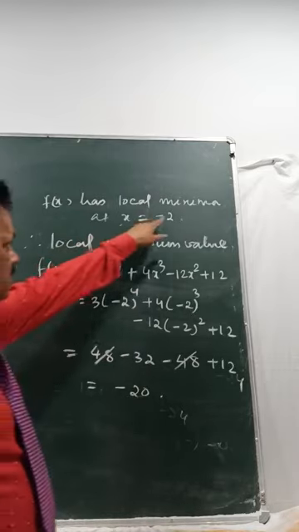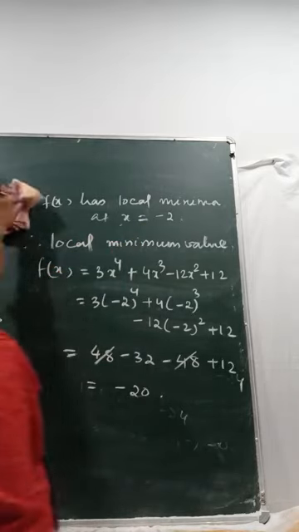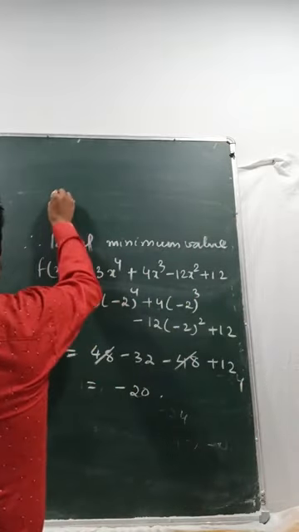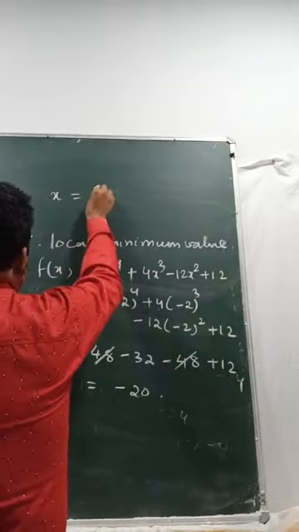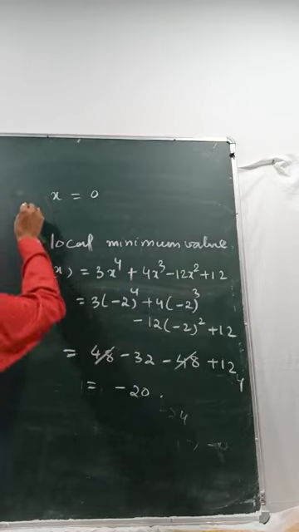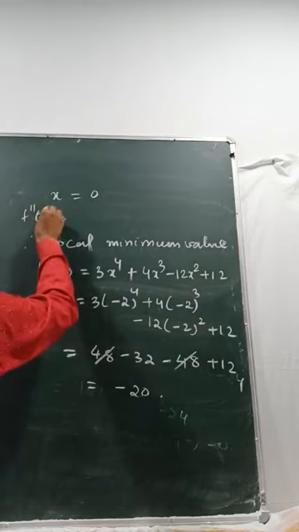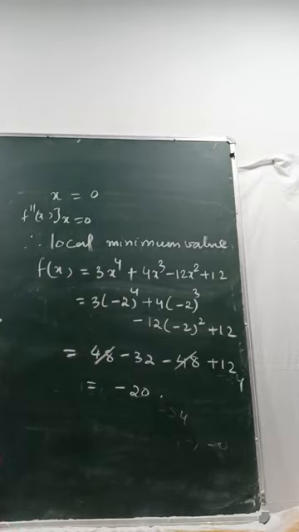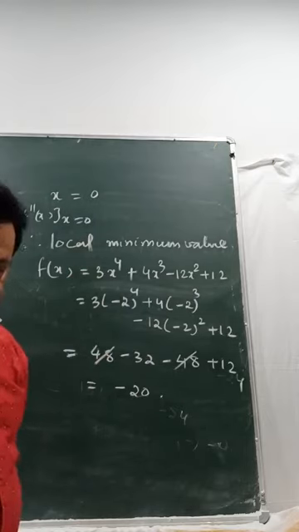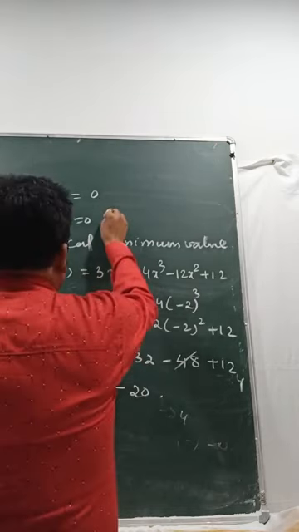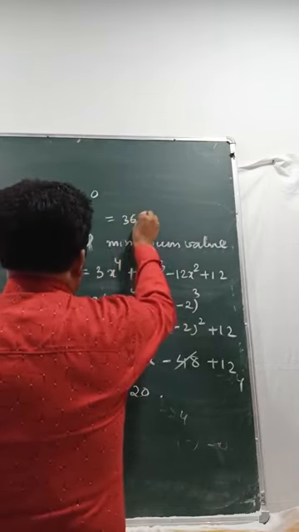Okay, first value you put. What is your second value? At x equals to 0. Put 0 in the second derivative, f double dash x when x equals to 0. What was your f double dash x? That was 36x square.